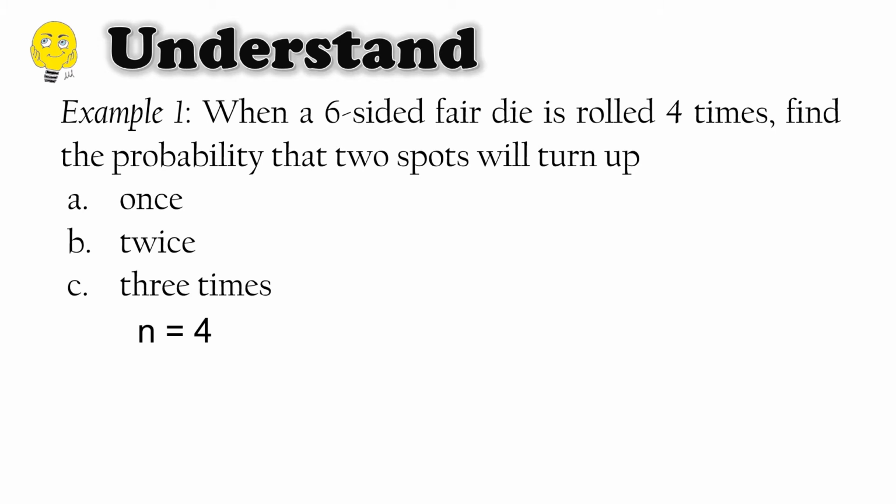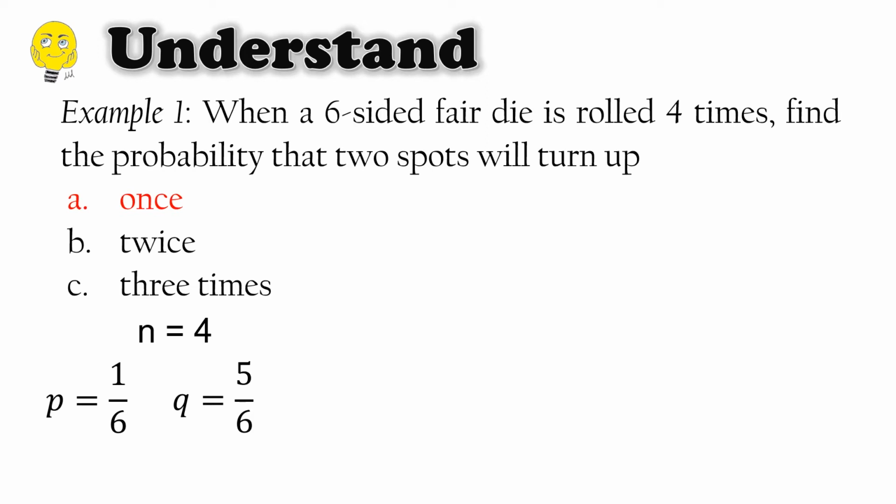Let us get the given information. N is equal to 4 because there are 4 trials in this experiment. The probability of getting a 2 is 1 over 6. Hence, the probability of not getting a 2 is 1 minus 1 over 6, that is 5 over 6.